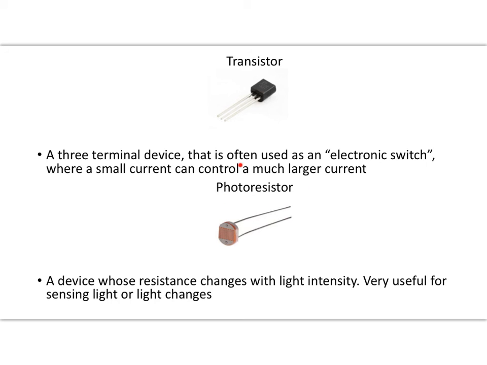The photoresistor is a very simple device. Its resistance changes with the light intensity. If you have this in the dark, then the resistance between these 2 terminals might be relatively low, and when light shines on it, the resistance between the 2 terminals increases. And of course, this can be very useful in sensing light changing.